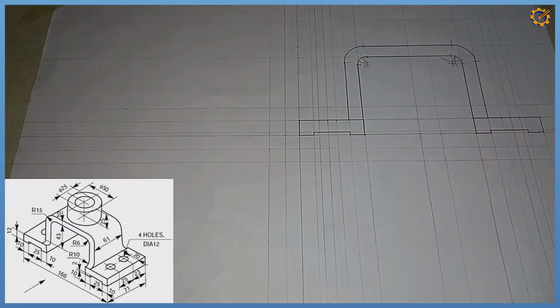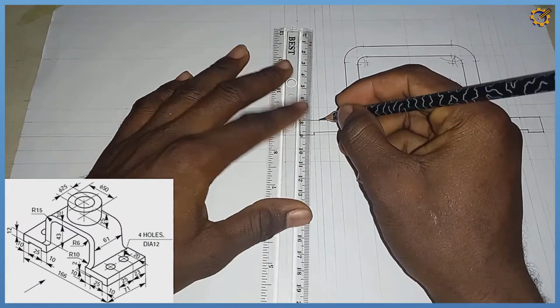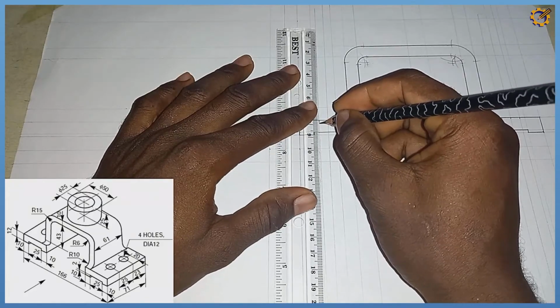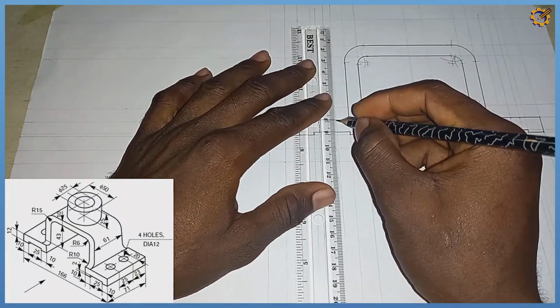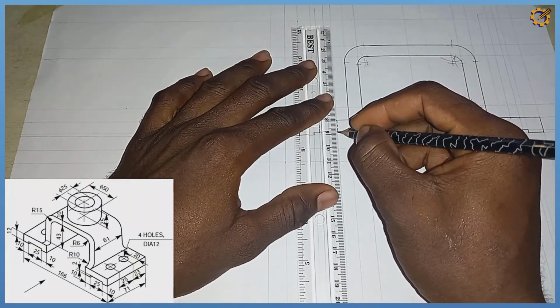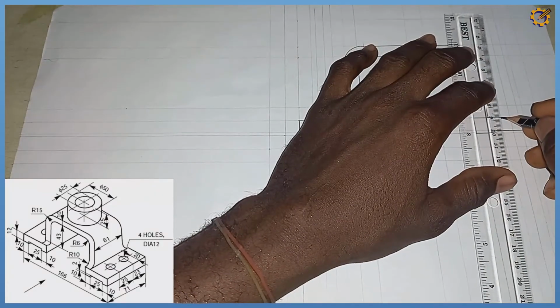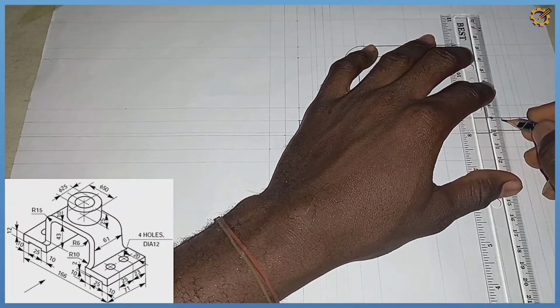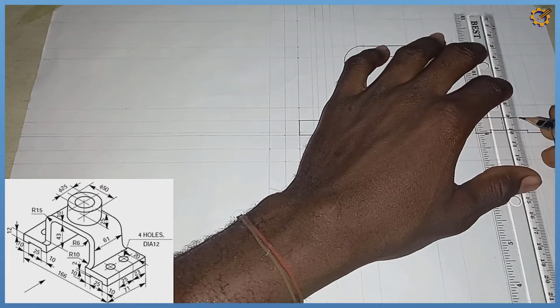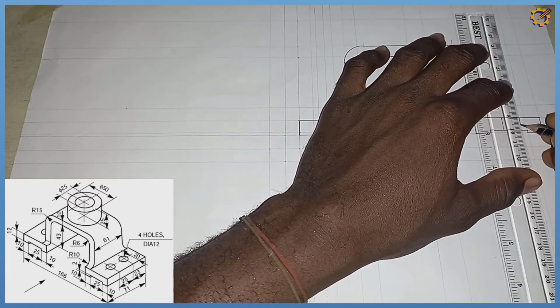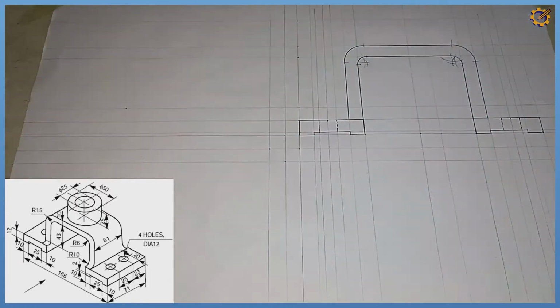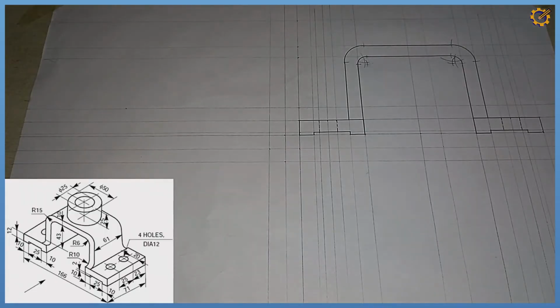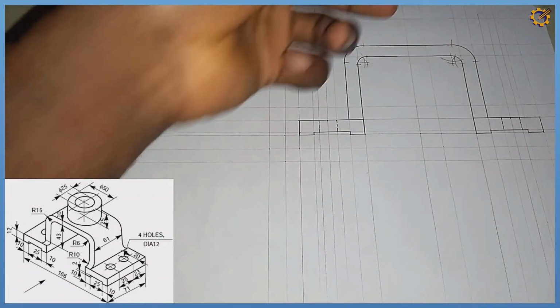So having it in that manner, I'm going to pick my ruler. Okay, I'm going to produce this hidden. Yeah, I take short dashes. Okay, can you see that? So that is it. Okay, so it remains for the upper part right here.